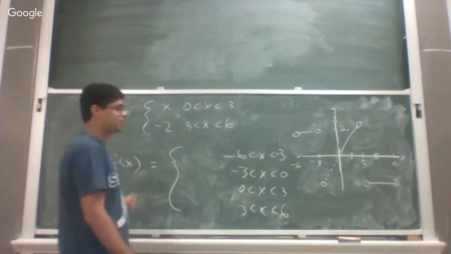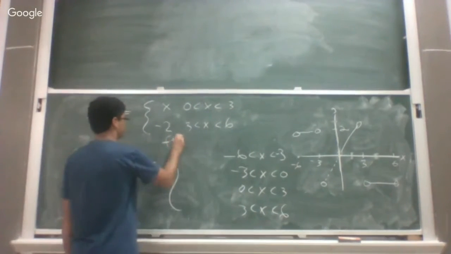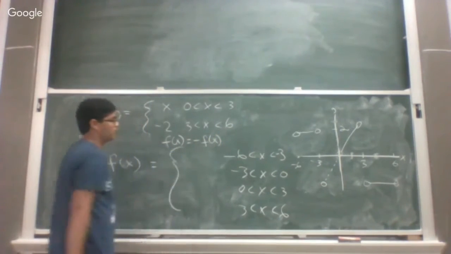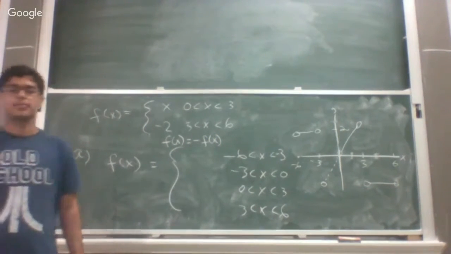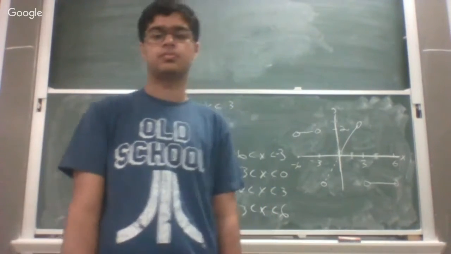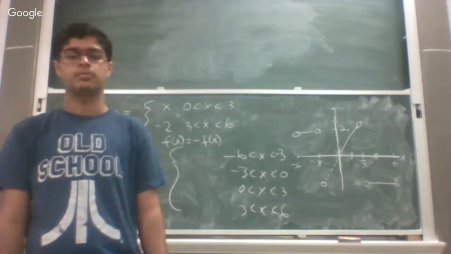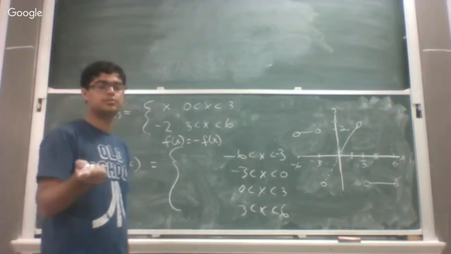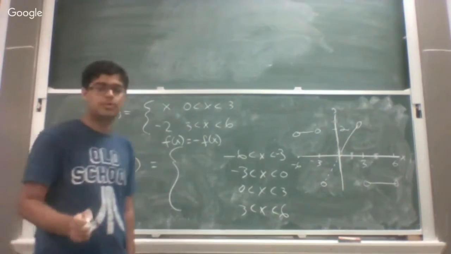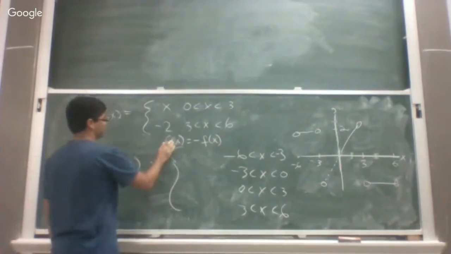So for an odd function, f of x is equal to -f of x, right? Wait, isn't it f of negative x is equal to negative f of x? I thought it was f of negative x is equal to negative f of x. Actually, f of -x equals f of x, this is even. Sorry. That's the notation for odd.